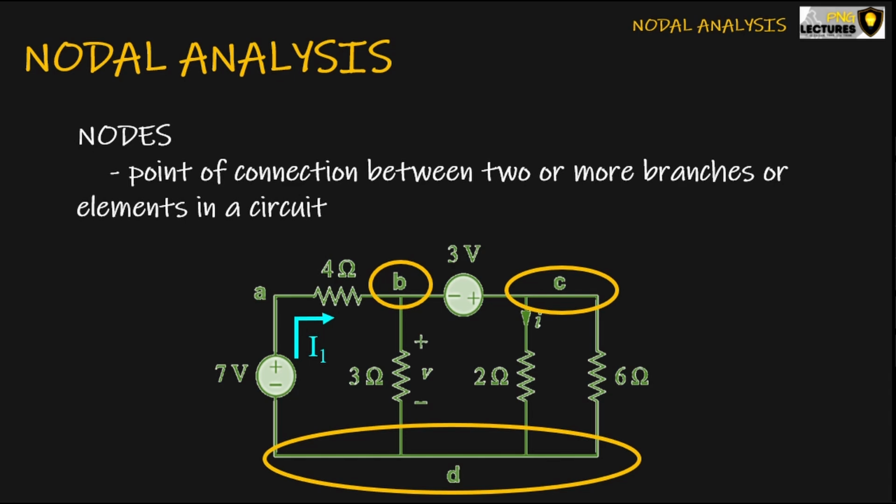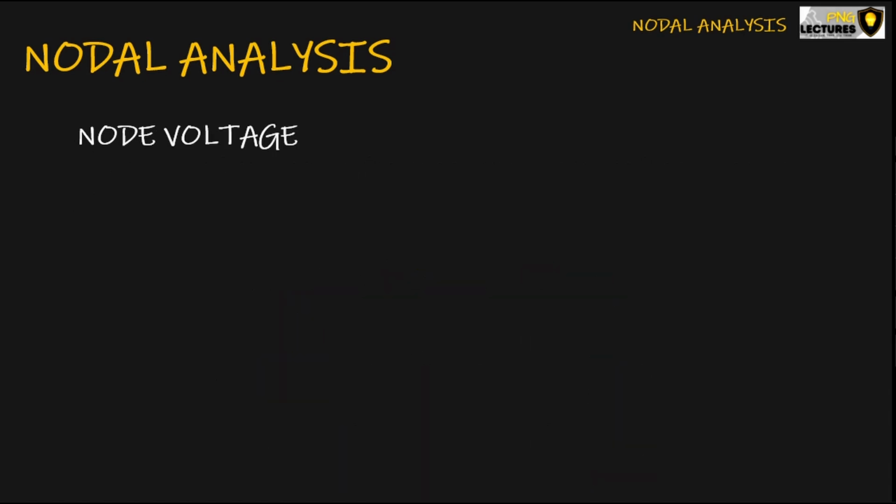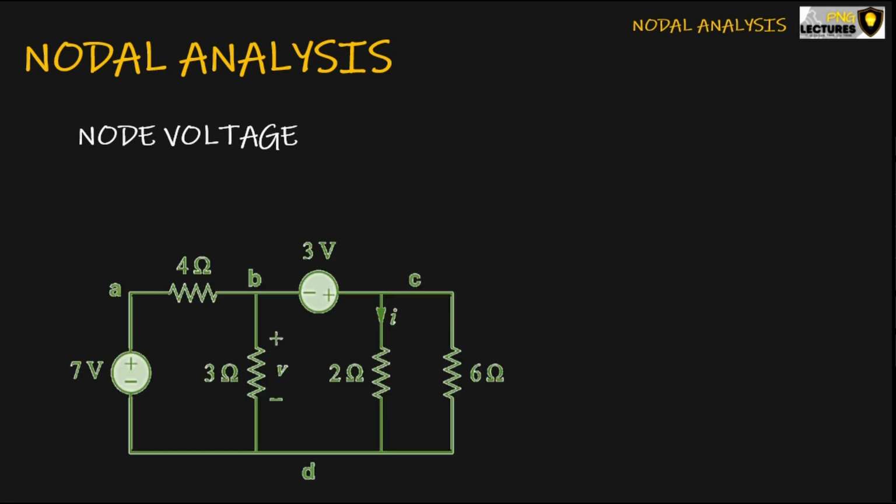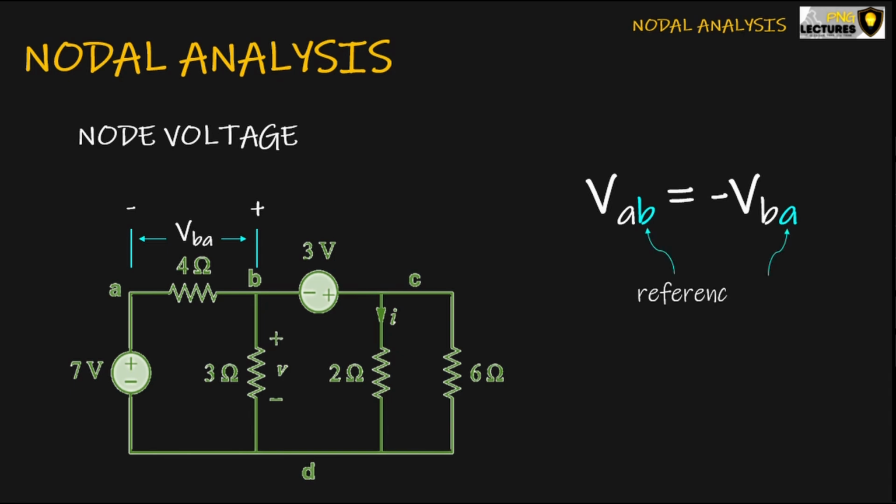So in order to understand the concept of node voltages, we need to be reminded that voltage is the potential difference between 2 points. Therefore, the value of voltage at a point is relative to the reference point from which the measurement is being made. For example, VAB is defined as the voltage from point A to point B. And we also know that it is the negative of VBA, which is the voltage from point B to point A. This concept of reference point is essential in nodal analysis.